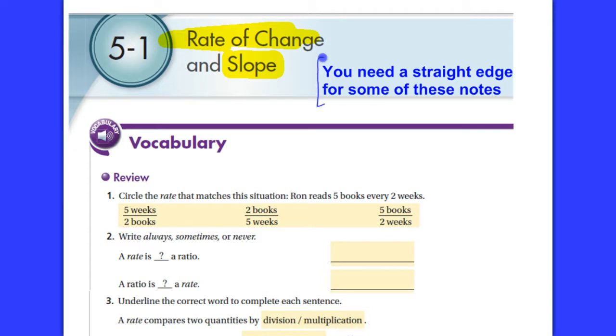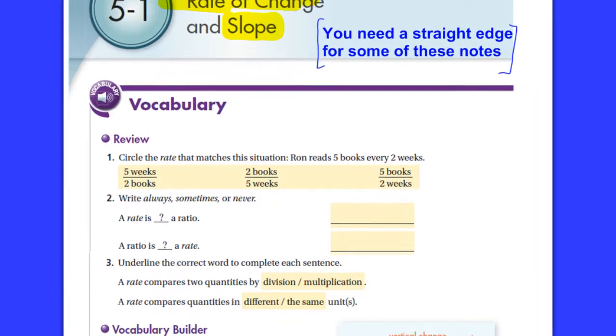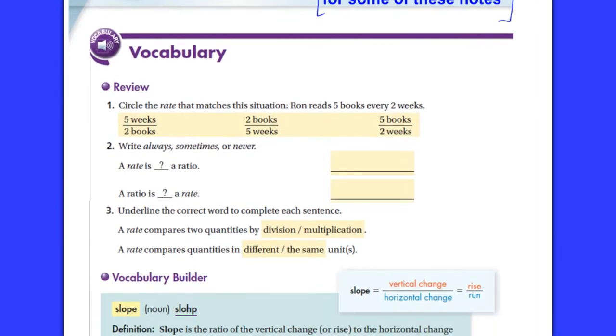Before we go on, as we get into Chapter 5, you're going to need a straight edge in class, and you're actually going to need one in these notes before we're done. I would recommend a small ruler, or what works great are your ID cards. If you have that, grab it and have it handy as we move through. You're going to need it in the second or third page as we move along here.